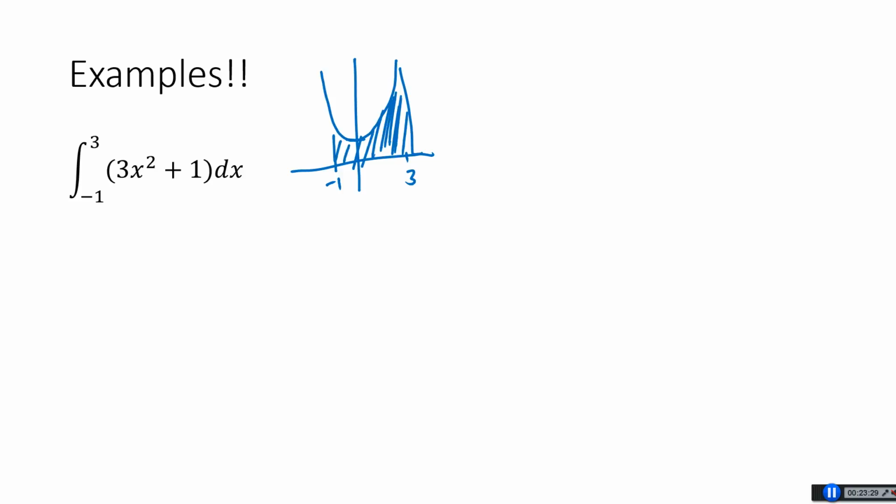Now that area is not something they taught you in geometry, right? But what we just learned is if we find an antiderivative for this guy, then we're going to be able to find the area by plugging in two values. So we need an antiderivative for 3x squared plus 1. Now this takes a little bit of practice, and we'll learn some general formulas for this.